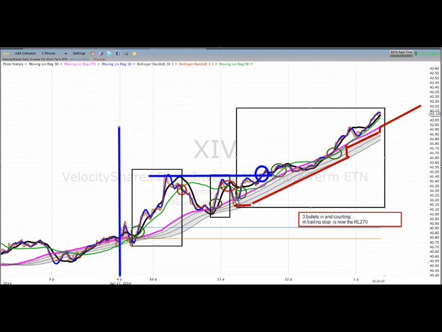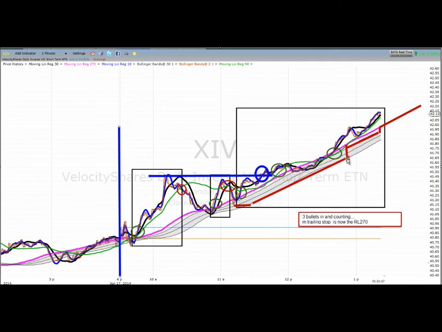Pulls back to the 270 again, finds support north of the gray shaded noise area, takes off again, so we're back in here. Now when it makes a new high, respect the new high of the day, particularly in this kind of an uptrend, and with money in hand. There's a little over 3R in hand already. We get a second entry here, a third entry here when it fails to fail, and now by this time I've got 3 bullets in.